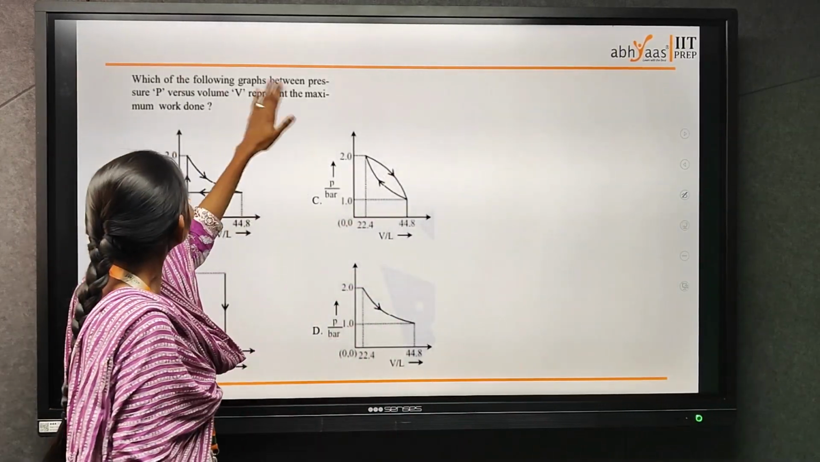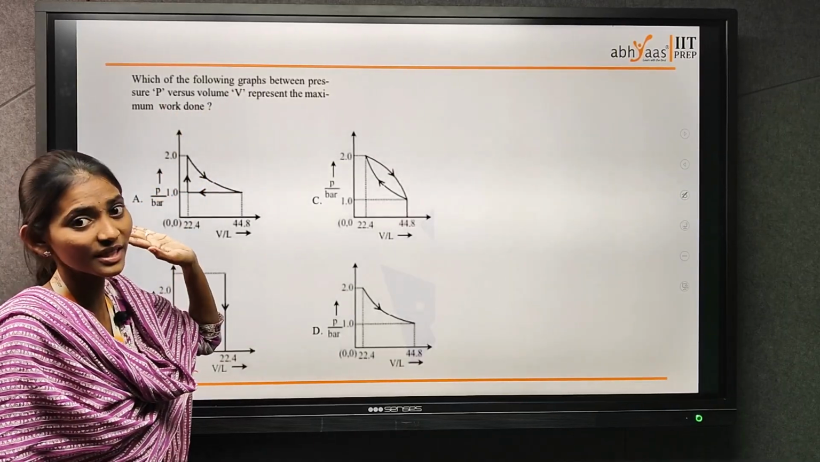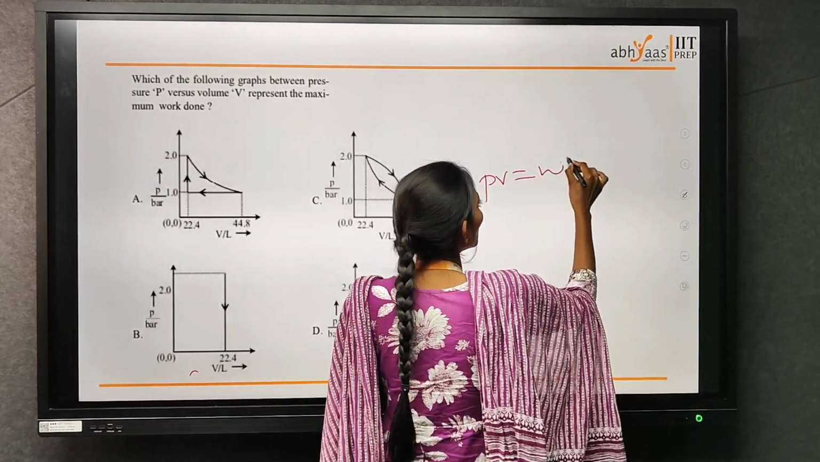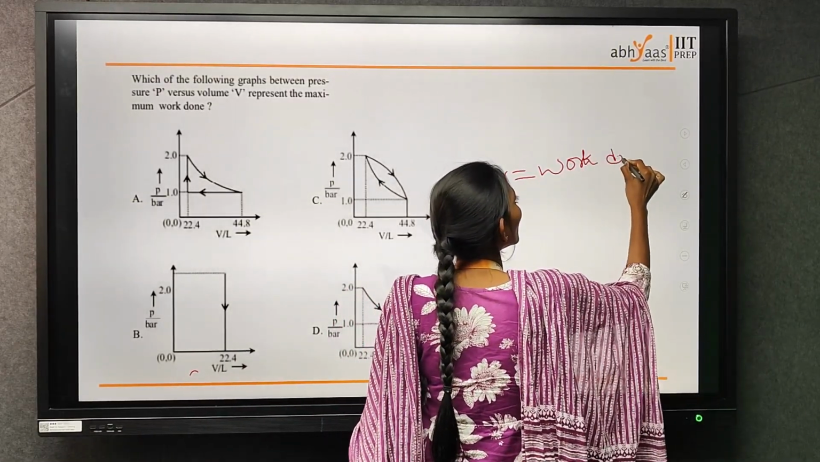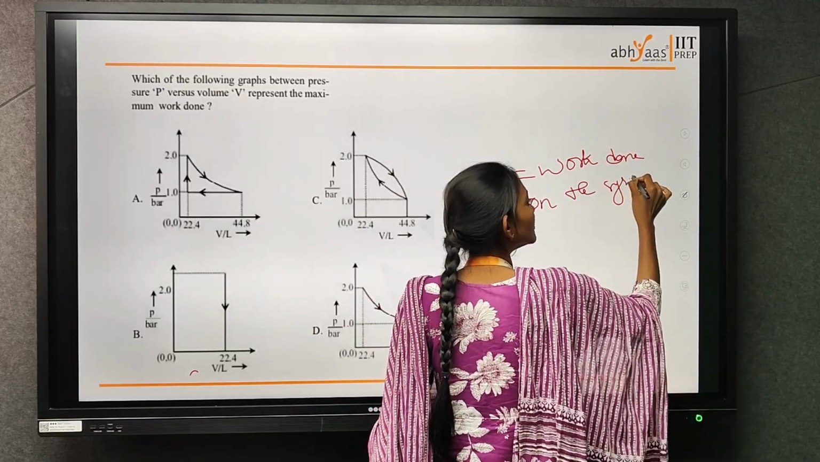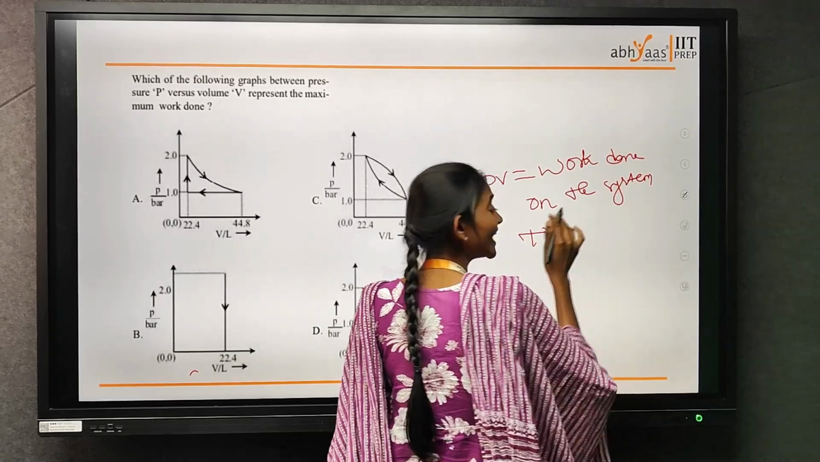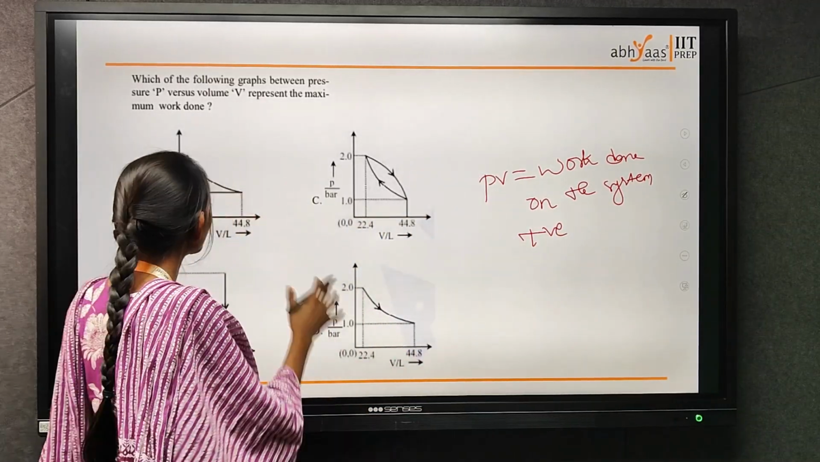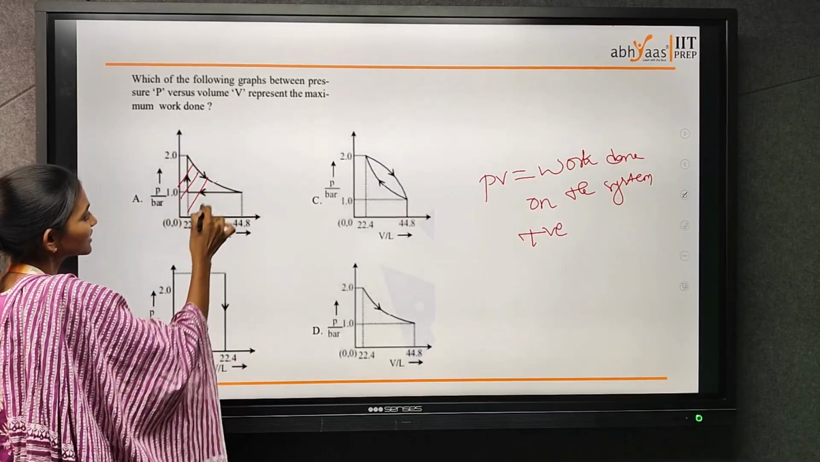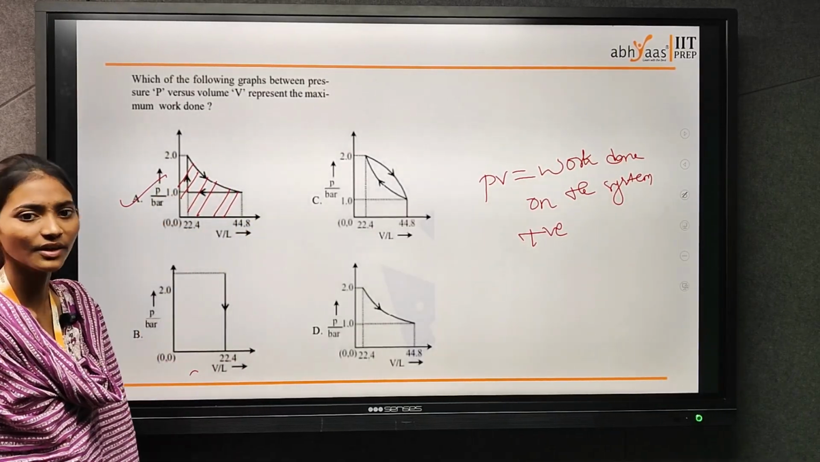And which of the following graphs between pressure P versus volume represents the maximum work done? Chemical thermodynamics. See, PV means work done on the system, right? Work done on the system means it is positive or negative? Positive. So area under the curve means what? Then you can see here itself, under the curve we are having. So option will be A, right?